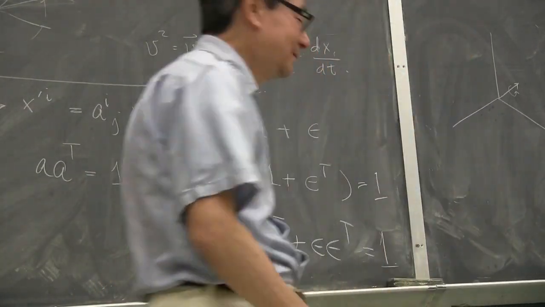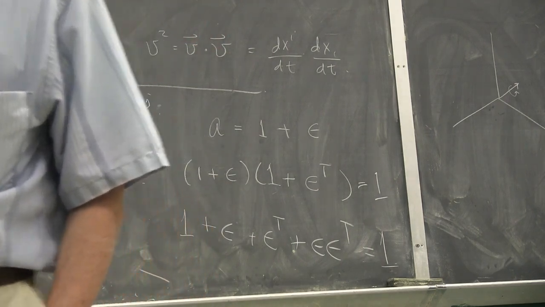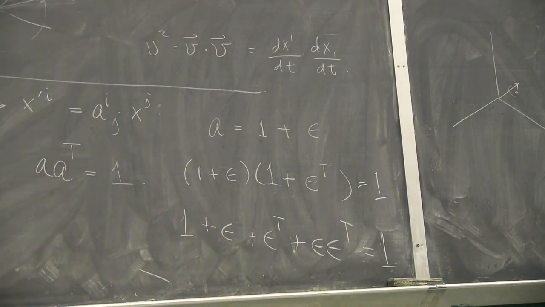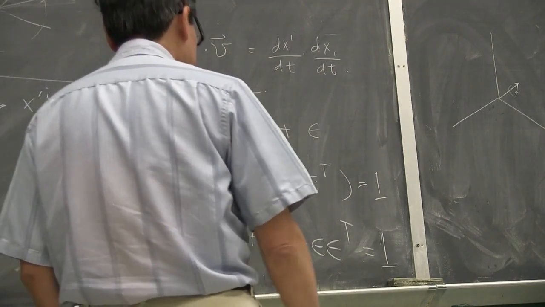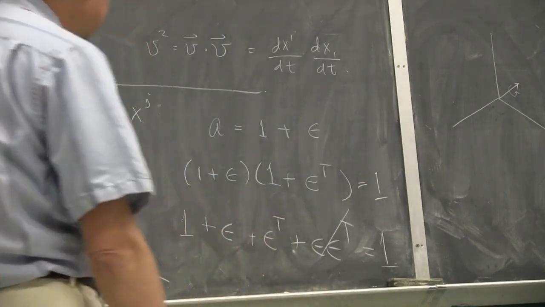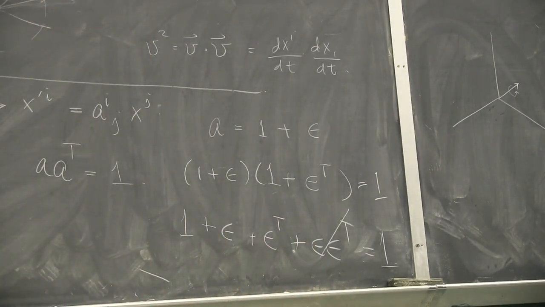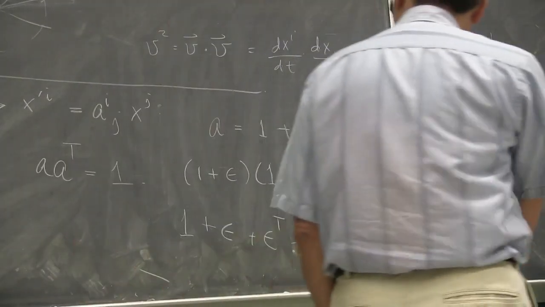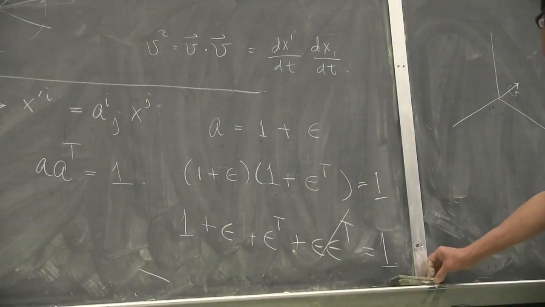But I take advantage of the fact that I'm only considering infinitesimal epsilons. And I'm going to write my equation as we always do, just keeping the equations to first order in the small quantities. So take out that last one. Up to first order in epsilon.